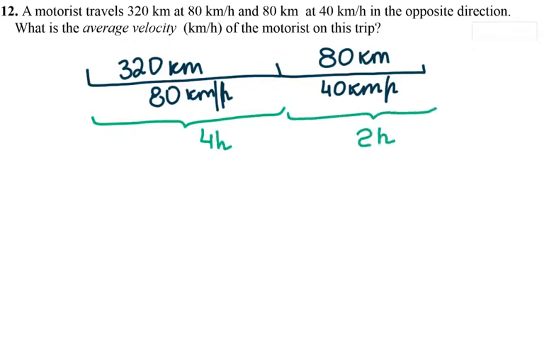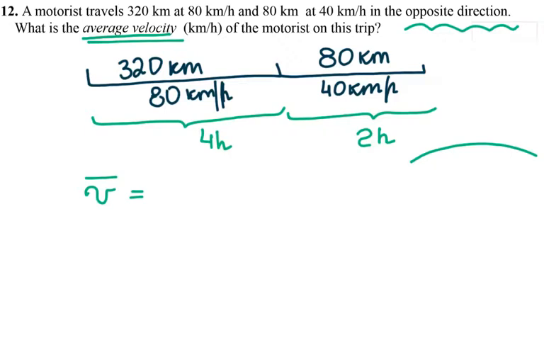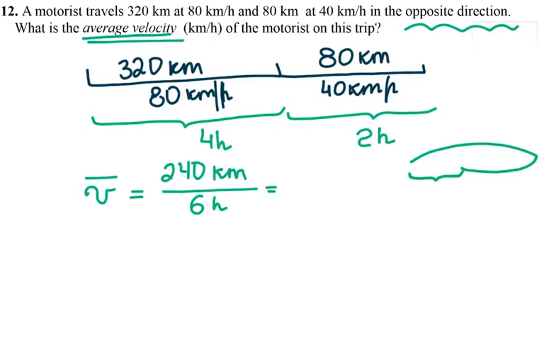And they ask you to find average velocity. Oh, and it's in opposite direction. So the average velocity is the displacement. So if they move 320 kilometers and then 80 kilometers back, the displacement is 240 kilometers, and the time total took is 6 hours. So the average velocity is 40 kilometers an hour.